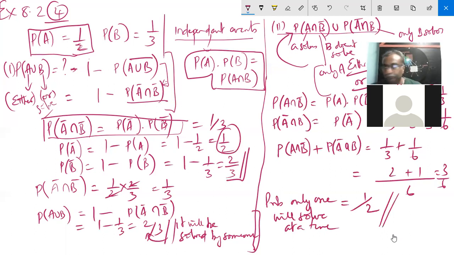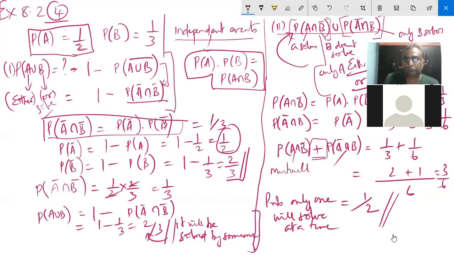You understood, no? Now, you may ask why you are making that union into a plus here. That is very important because they are mutually exclusive events. Only A solves the problem, only B solves the problem. Mutually exclusive events. If A only solves a problem, mutually exclusive.